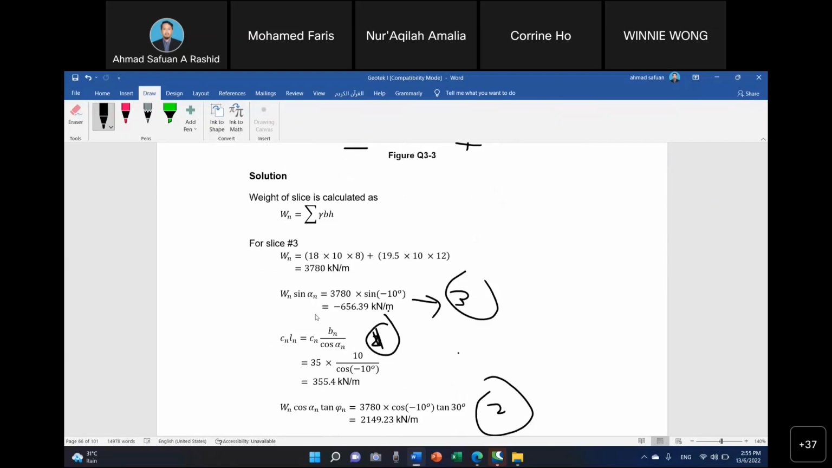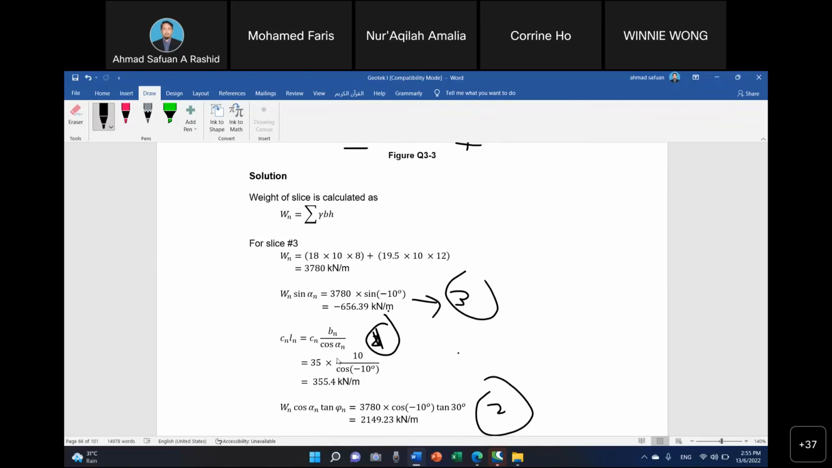Then negative 656.39 is the value of the W sin alpha. Then we have the CL. C is the cohesion. B is the width over cos alpha. Cos alpha is negative 10. So the value of the CL is 355.4.